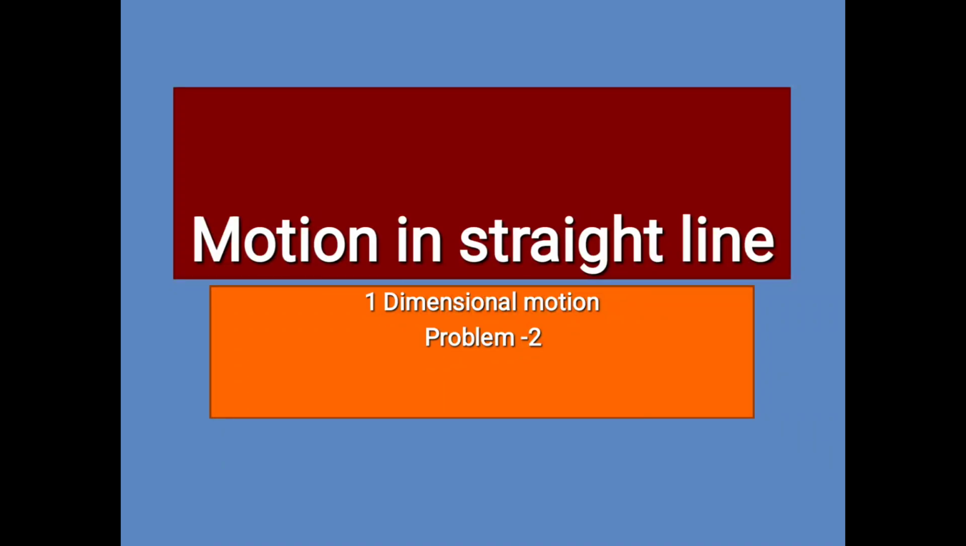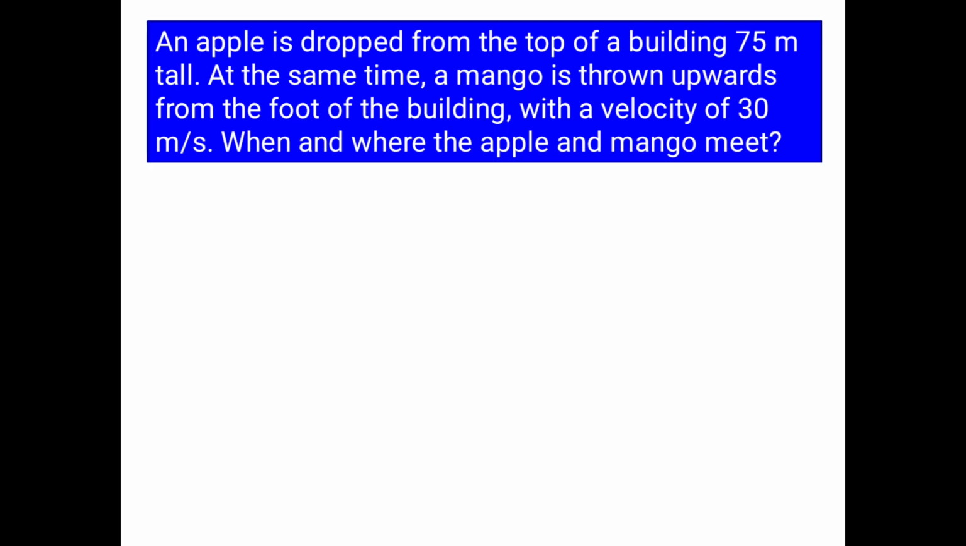Welcome all. We are with motion in a straight line, that is one-dimensional motion. Problem number 2, we'll try to solve it. Let us see. An apple is dropped from the top of a building 75 meter tall. At the same time, a mango is thrown upwards from the foot of the building with a velocity of 30 meters per second. When and where do apple and mango meet?